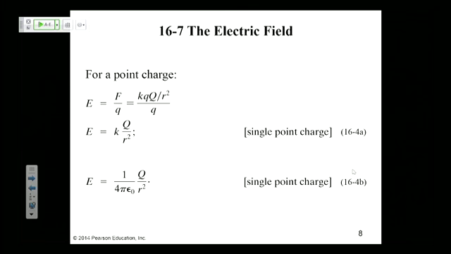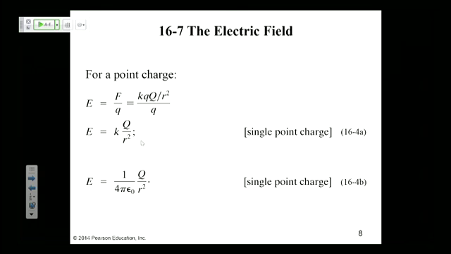So the method that you need to follow in order to calculate the electric field is simply use Coulomb's law first in order to determine the force, then divide the force by the charge Q, you get force per unit charge, and from there you end up with this equation, E equals KQ over R squared.